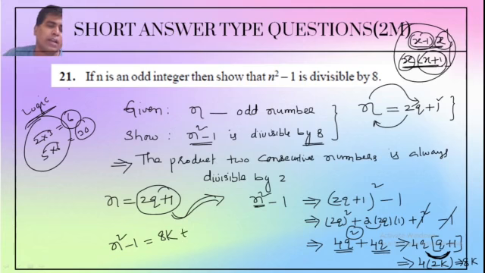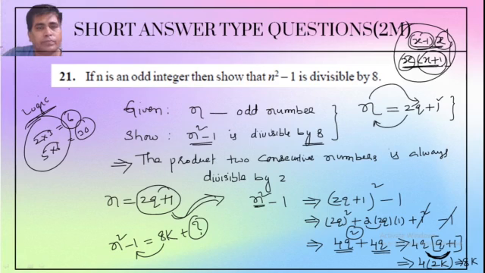I do not get any remainder here. So it is divisible by 8. Simply 8k, a number we are writing in the form of 8 into something. So it is clearly divisible by 8. So this is totally the theory part. Just go through it and understand it. It's very easy if you practice one or two times.